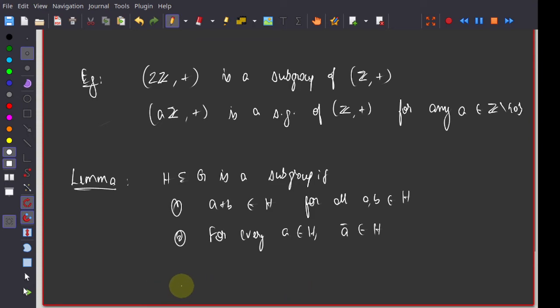Exactly. So you know that if A is in H, then A bar is also in H. So this implies from property 1 that A plus A bar is in H. But A plus A bar is the identity. So E is in H. And therefore, this is a subgroup. If H is a proper subset of G, then we call it a proper subgroup of G. So basically H is not equal to G, but a subset of G.